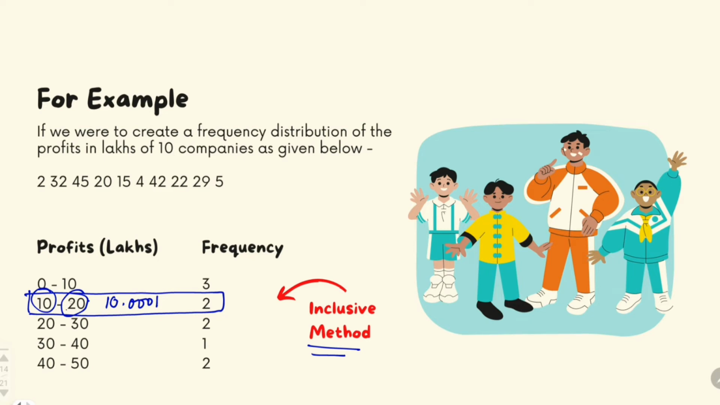So that is why 20 and 15 come under the 10 to 20 class, and that's why the frequency is 2 over here. And when we talk about 20 to 30, 20 is not included here. So whatever is above 20 and up to and including 30, above 20 but equal to or less than 30, will come in this. That's why only 2 is there. So that is how the inclusive and exclusive methods of frequency distribution work.